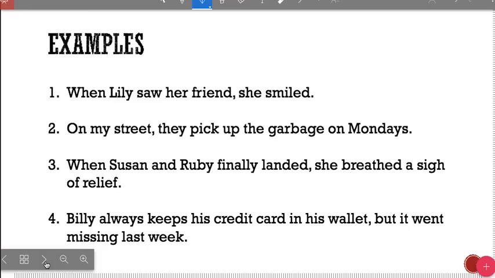So let's look at some examples. So we're going to first look for the pronoun and try to decide what its antecedents could be, because we have vague pronoun issues in all four of these examples. So when Lily saw her friend, she smiled. Okay, we have when Lily saw her friend, her is a pronoun, and she smiled is a pronoun.